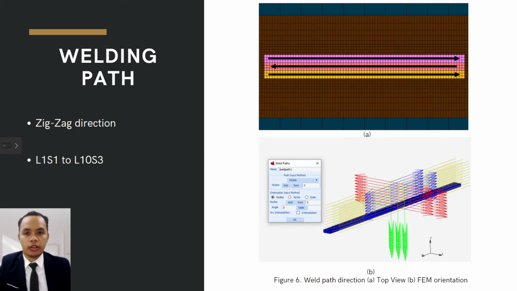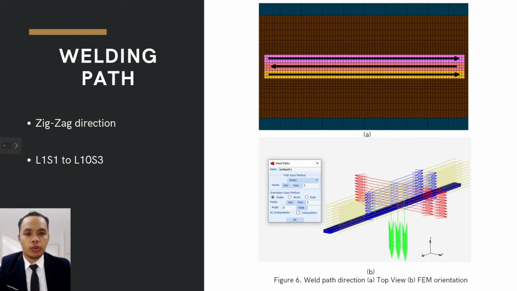For the orientation of the weld path, all the weld filler elements were assigned one by one from element L1S1 to the end element L10S3. For the path input method, the middle node on the top of the string element was selected as the path from front to back, while for the orientation input method, the middle node of the bottom of the element was selected as the orientation of the weld path.